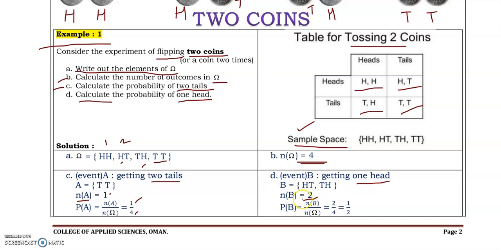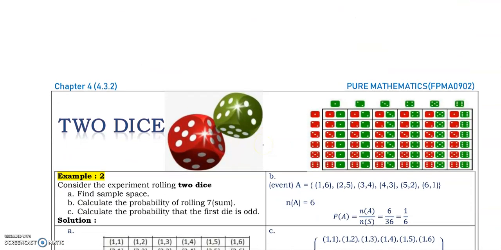Now what is the probability of B? This number is divided by n of omega, the total number of elements of the sample space. That is 2 divided by 4 is equal to 1 over 2. That's it. We'll see another example.